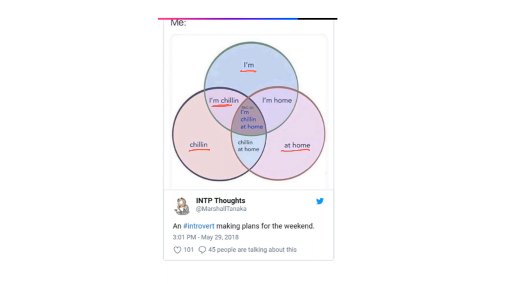would perform together as I'm chilling. The first circle with the third circle would give you I'm home. And if you look at the second and the third circle, we're looking at chilling at home. Whereas in the middle, where you would have all three intersecting, would be I'm chilling at home. It takes into account all three sets. So this is a nice little image to help you determine what each region is stating to you.